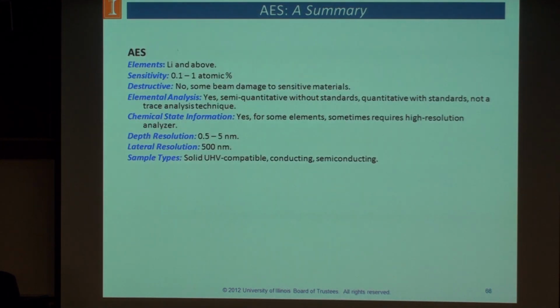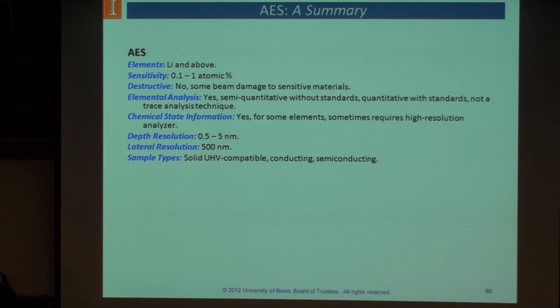Okay, just briefly summarizing the Auger. Auger is sensitive to lithium and above. Auger is a three-step process, so you have to start with an element that has at least three electrons. That's why we need lithium. It has a similar sensitivity to XPS, about a tenth to a percent.